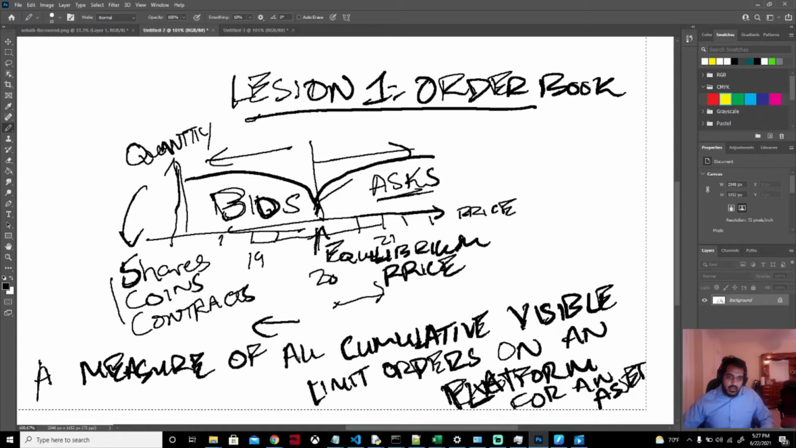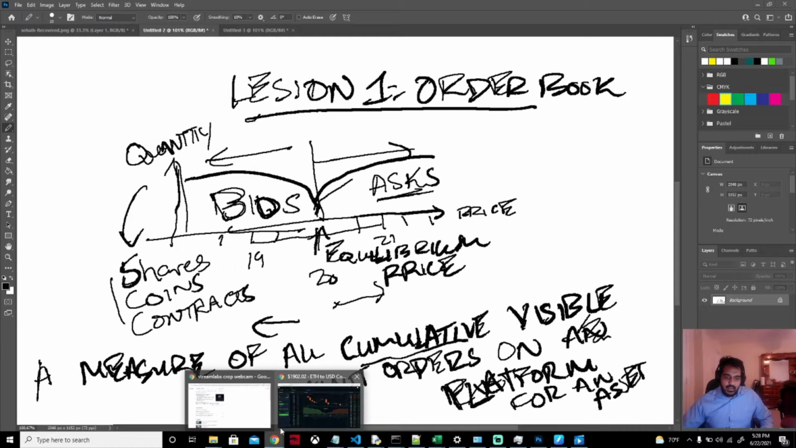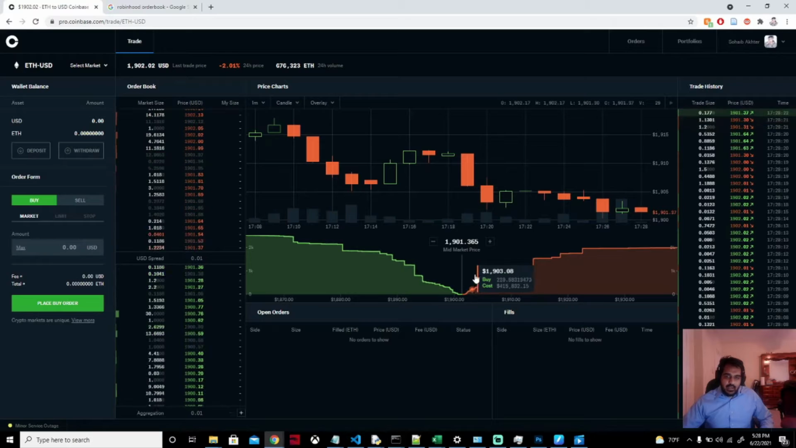What we got here is an order book is a measure of all cumulative visible limit orders on a platform. It was an N because it's not an exchange, but on a platform for an asset. Let's go by that step by step. Cumulative. What does that mean? It means that you kind of add them together.